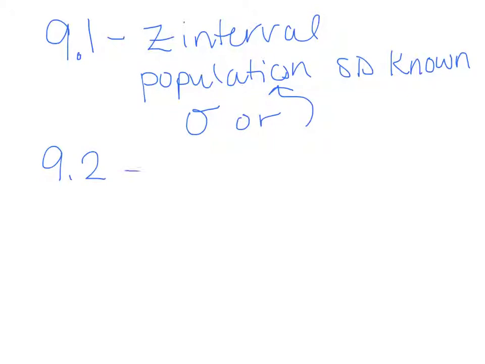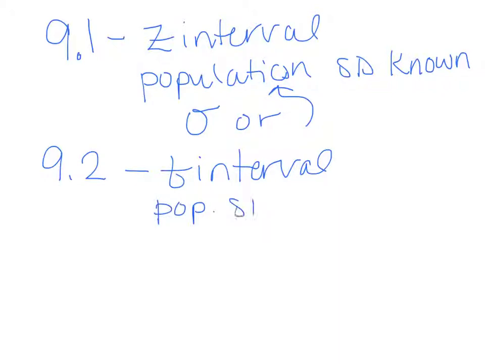In 9.2 is where you use the t interval. All right, and this is where the population standard deviation is unknown. So what you want to look for with these ones is s instead of the sigma. That's your standard deviation. So there's no fancy sigma. That's how you know that it's the other one.